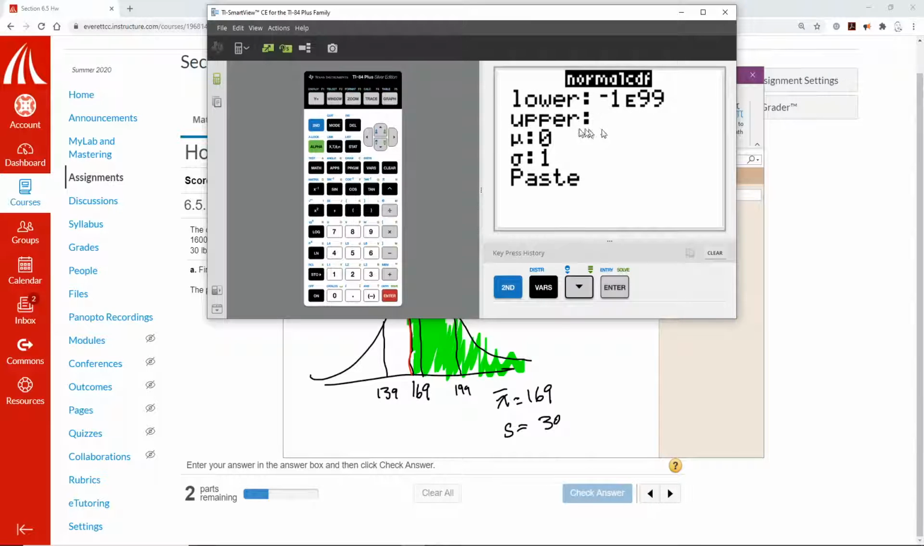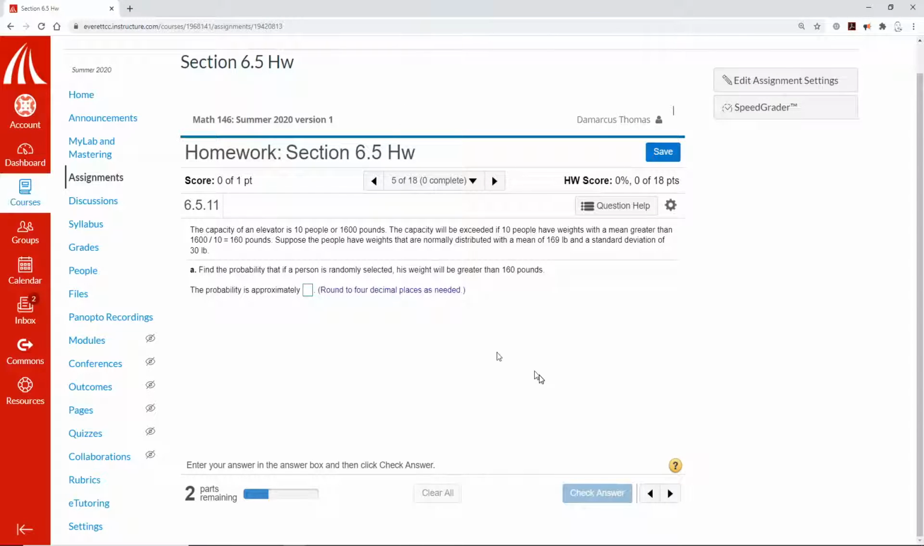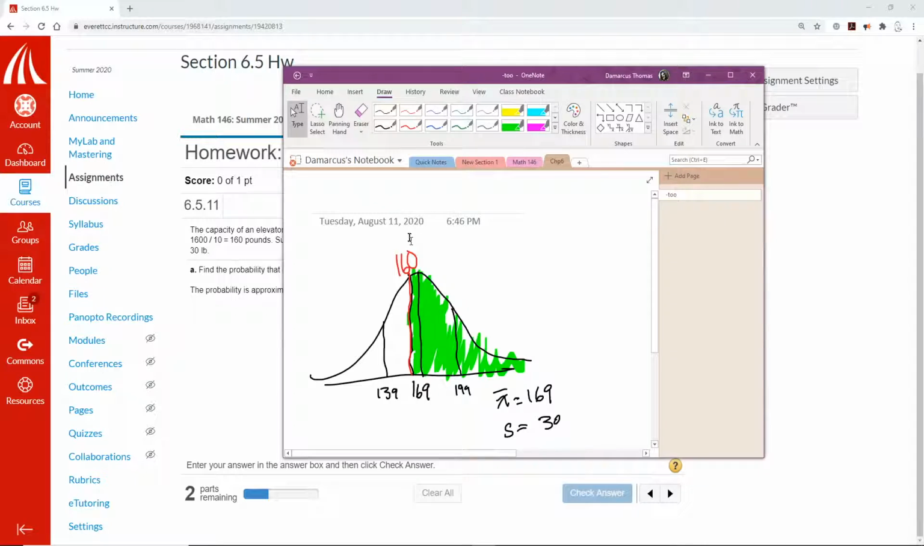And it looks like I have the Stat Wizard. So it's asking me for my lower bound and my upper bound. Well, my lower bound is 160. My upper bound, there is no upper bound, so I have to just put in a very large number.